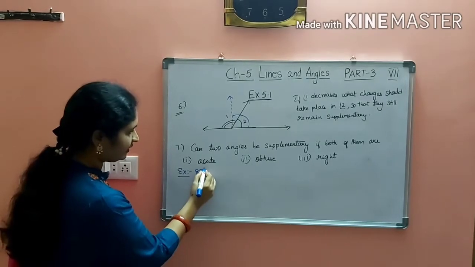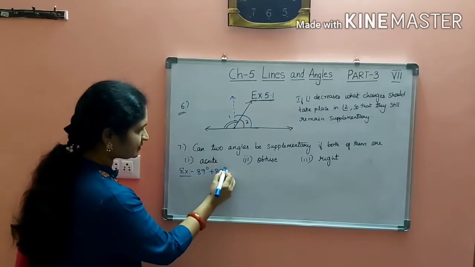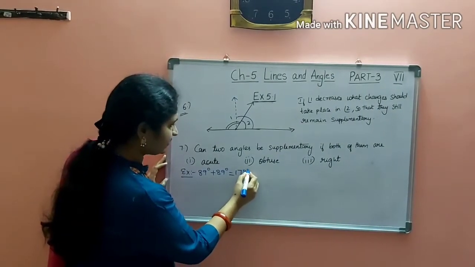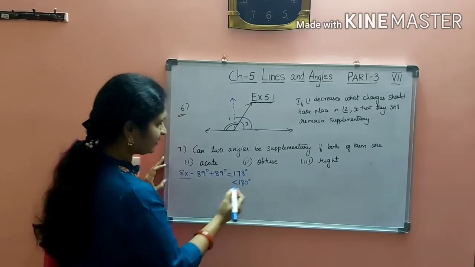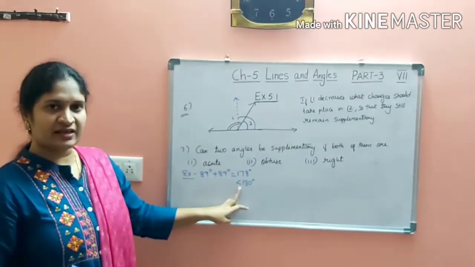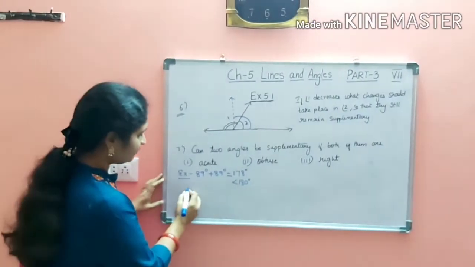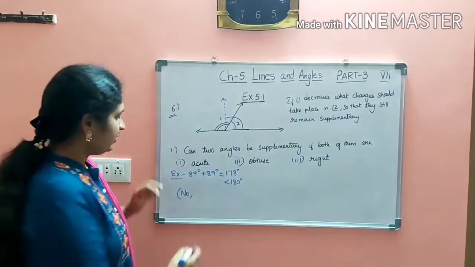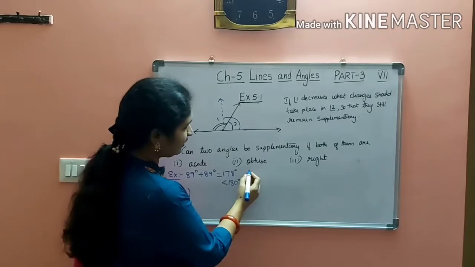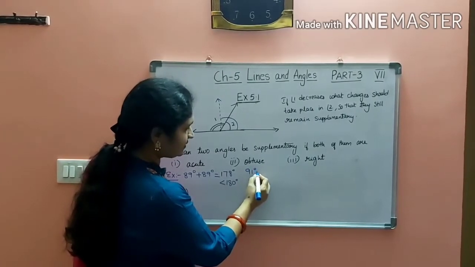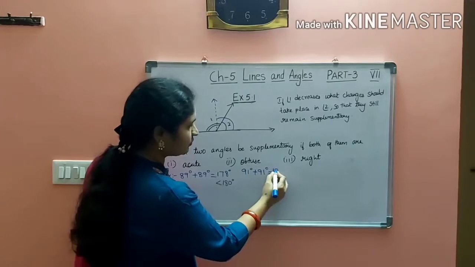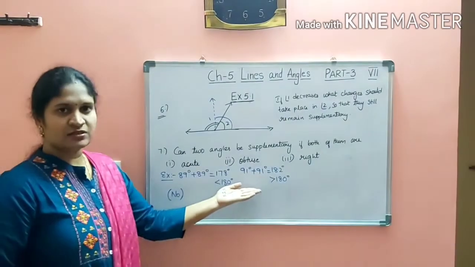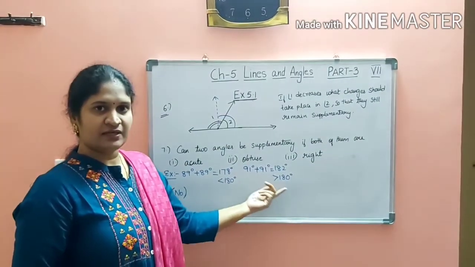Let us take 89 degrees plus 89 degrees, which is equal to 178 degrees, less than 180 degrees. So sum of the two acute angles is less than 180 degrees. So what we can conclude? No, two acute angles cannot be supplementary. Now coming to obtuse angles, let us take 91 degrees plus 91 degrees, which is equal to 182 degrees, which is greater than 180 degrees. Clearly here also we can say that two obtuse angles cannot be supplementary.